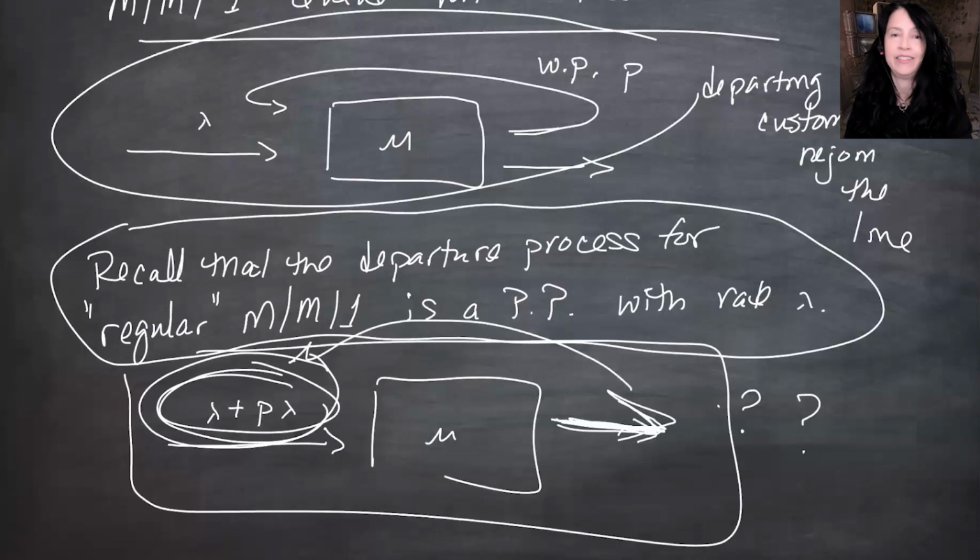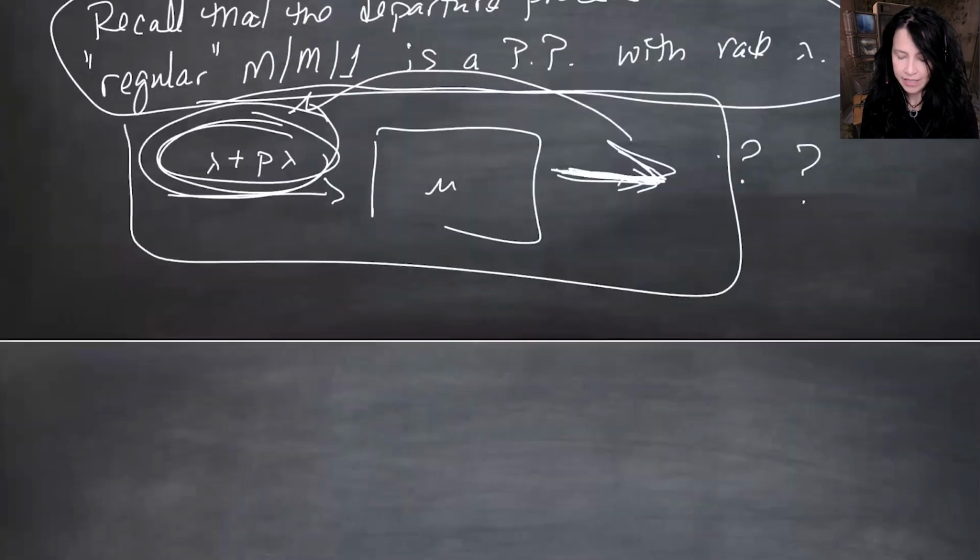All right, so we're going to talk about our first networks of queues today, specifically something known as a Jackson network. And then I'm going to come back to this and we'll solve this. So let's talk about Jackson networks.